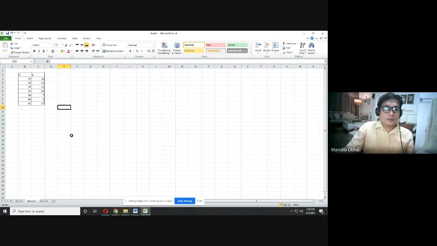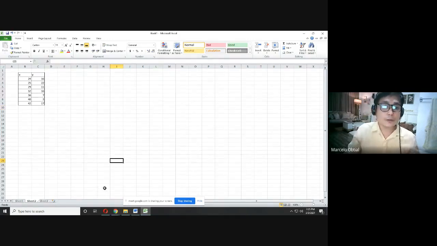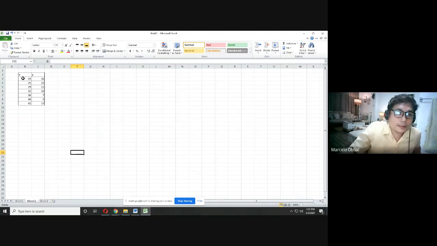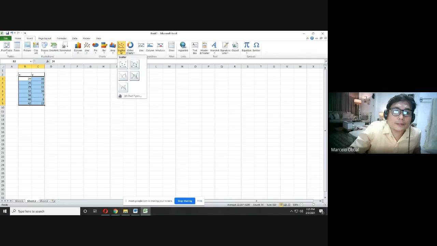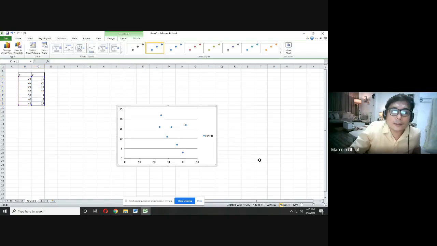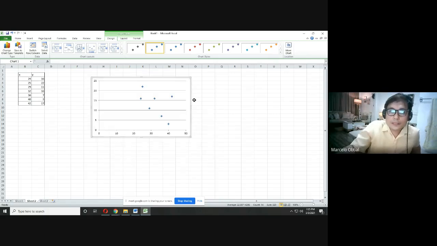So again, the first requirement is you are asked to plot this scatter diagram. Kaya nga siya inuna ko as assignment para ma-familiarize tayo dito sa Excel na environment. So I instructed you to highlight, then insert. Scatter diagram tayo. So automatically, the scatter diagram.